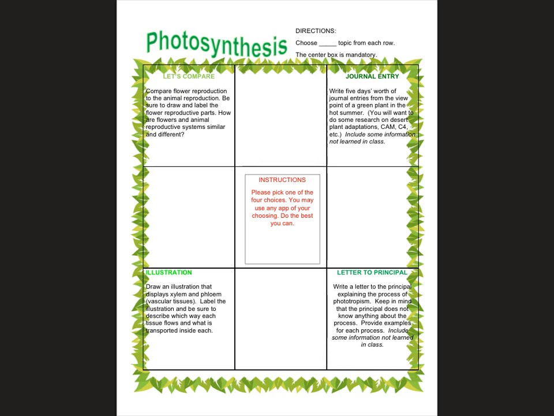So let's compare. So compare a flower's reproduction to an animal's reproduction. Compare and contrast. How are they similar? How are they different? I would draw a plant and draw the little parts of the reproductive system just to kind of make sure you understand them. Maybe draw a Venn diagram for that.